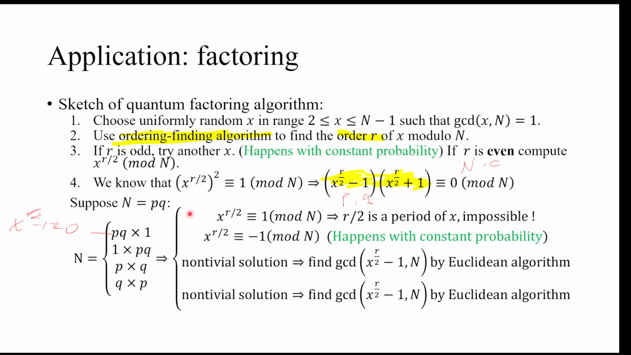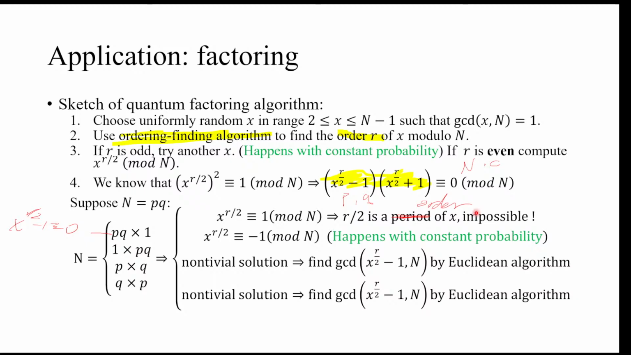And this is something that cannot happen because from here we see x to the r over 2 equals 1 mod n. And this equation says that r over 2 is an order of x, but r is already the order of x. So r is already the smallest number such that x to the r equals 1. So r over 2 cannot also work. Okay, so this is impossible.